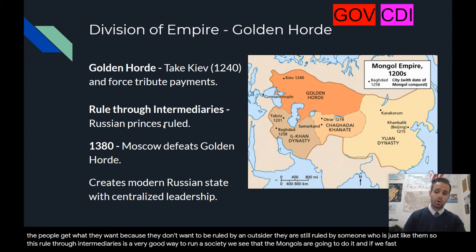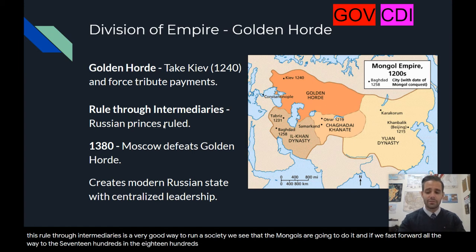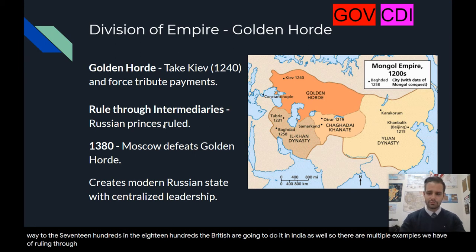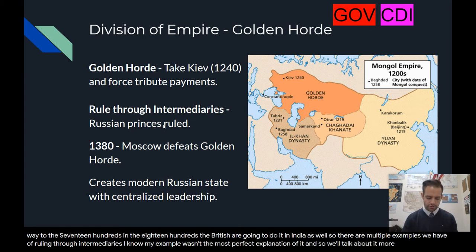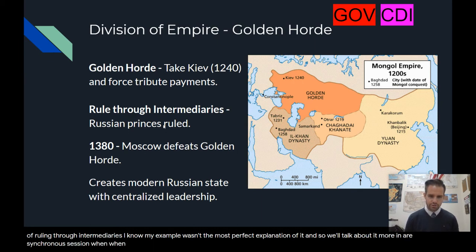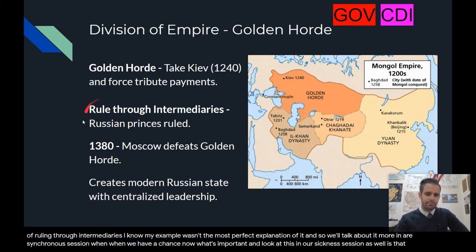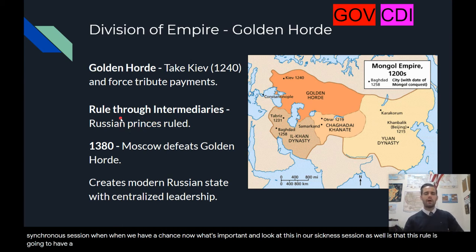And if we fast forward all the way to the 1700s and the 1800s, the British are going to do it in India as well. So there are multiple examples we have of ruling through intermediaries. I know my example wasn't the most perfect explanation of it, and so we'll talk about it more in our synchronous session when we have a chance. Now, what's important to remember here, and we'll actually look at this in our synchronous session as well, is that this rule is going to have a profound impact on Russian society that will last all the way until 1917.